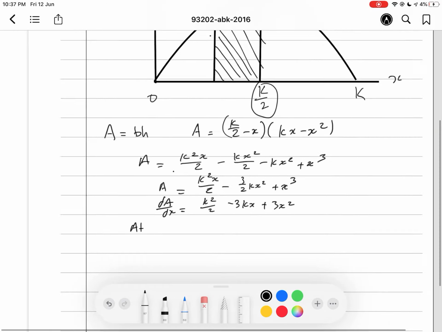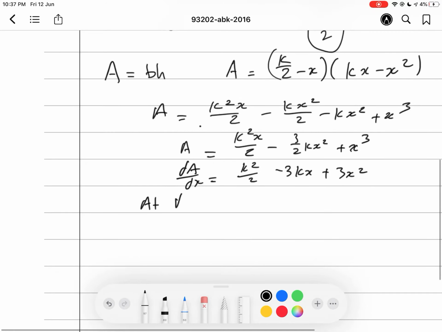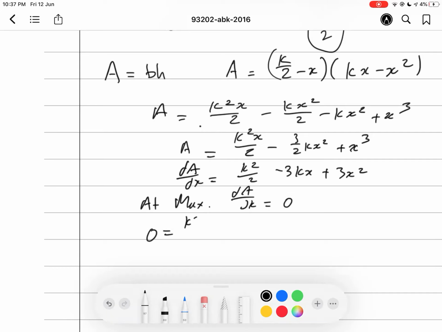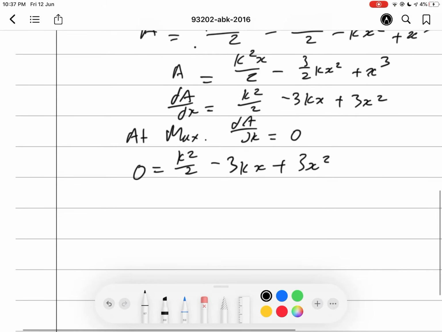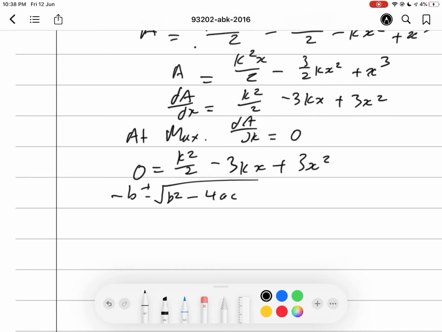And we know that at the maximum, dA over dx equals 0. So 0 equals k squared over 2 minus 3kx plus 3x squared. At this stage we have a quadratic, so we need to use the quadratic formula: negative b plus or minus the square root of b squared minus 4ac, over 2a.